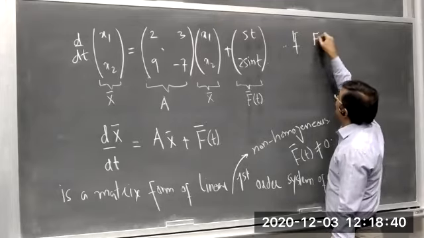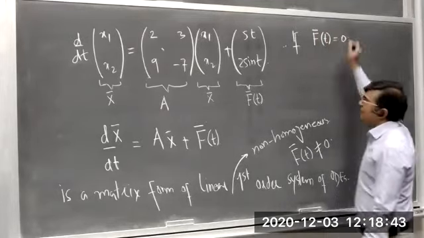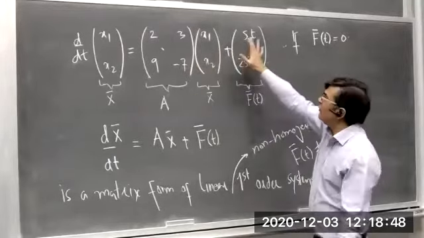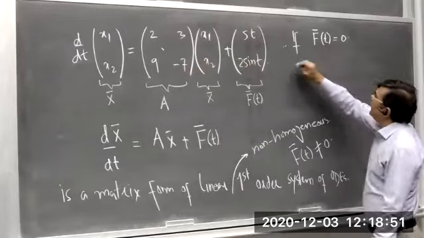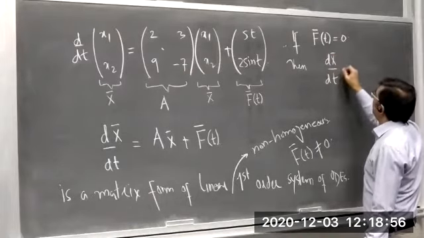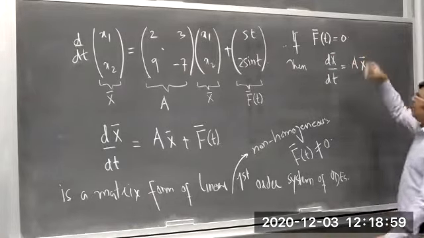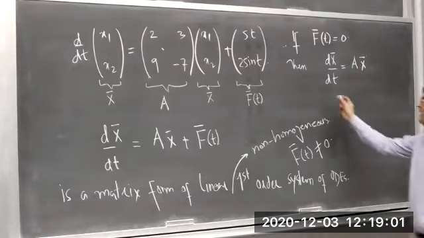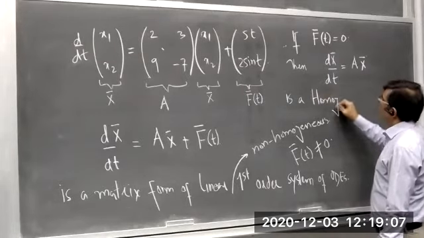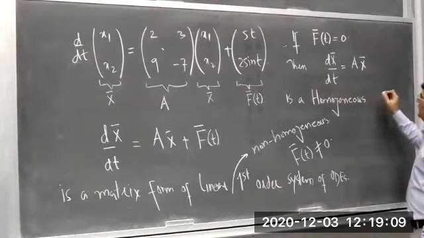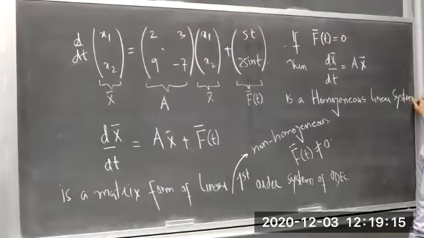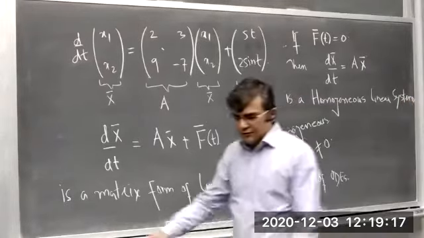If this vector is 0 here, for example, if we don't have this vector in that system of first order ODEs, then the system is dx by dt is equal to A times x. We get this, and it is called a homogeneous linear system of first order differential equations.